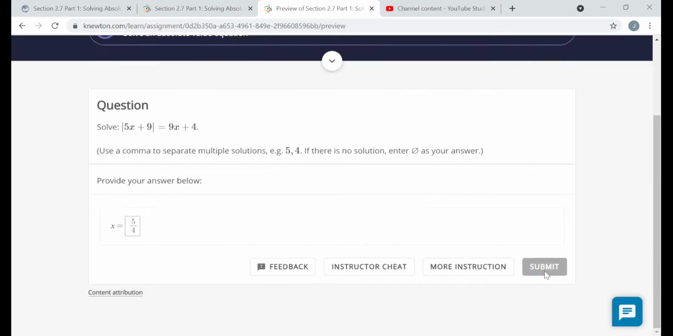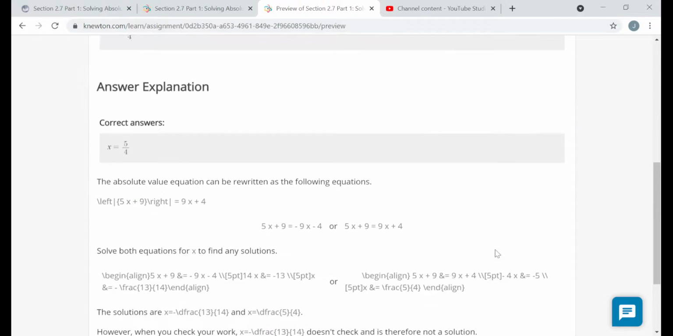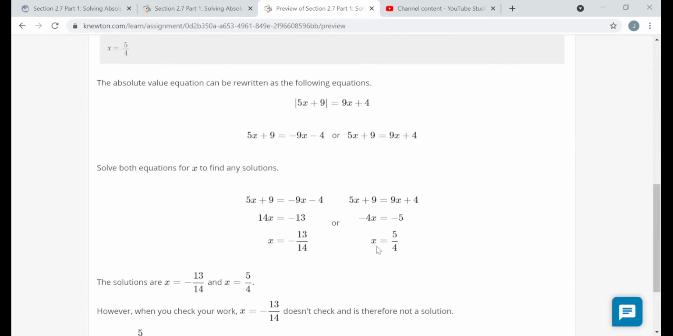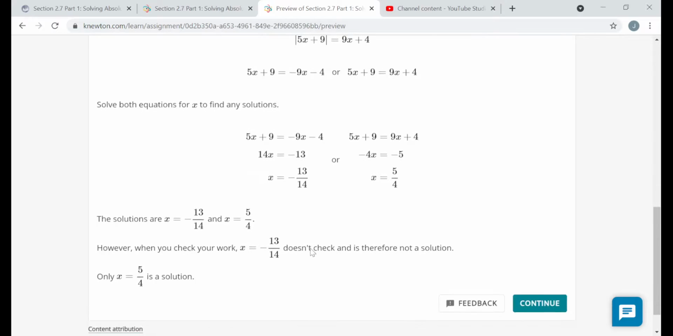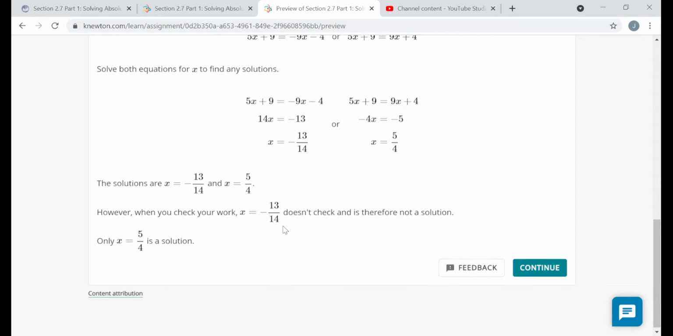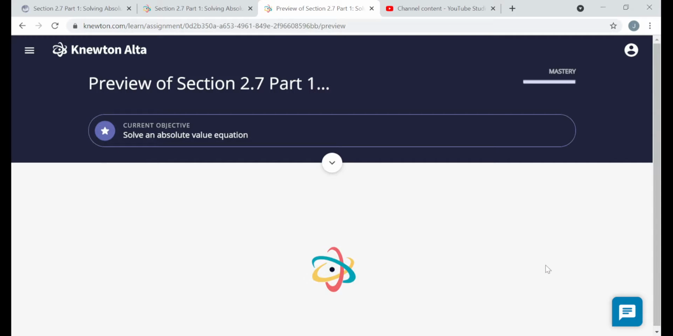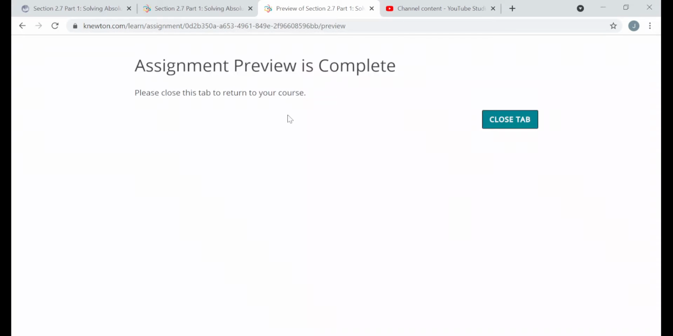Submit. Wonderful. And again, read through the answer explanations. You see they come up with the 5/4, they come up with the negative 13/14, and say, hey, when you check them, only 5/4 works. Right, just like we did. Right, and that should have completed it. Hooray. Right, and that's the only objective, right? So you should be seeing after completing the objective that the assignment is complete. You won't see the word preview.